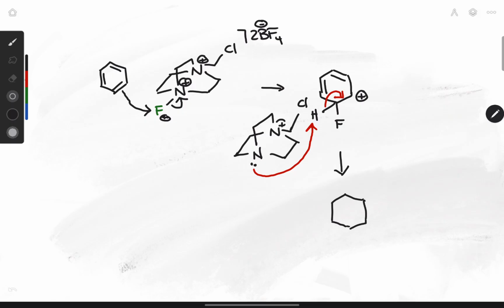And I guess I'll draw it, it's important to draw our charges as well. Don't want to rush too much, but yeah, and this is our final product.